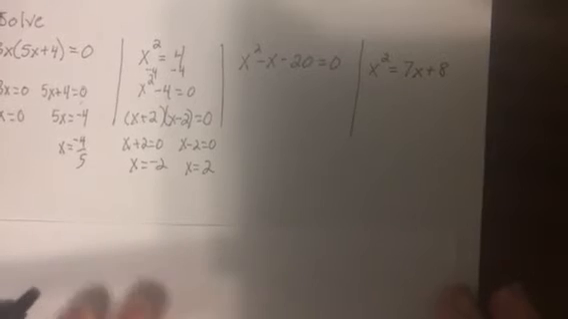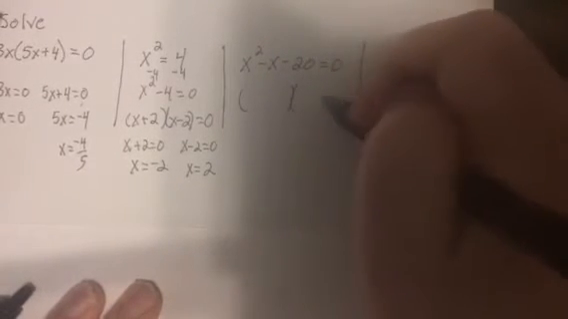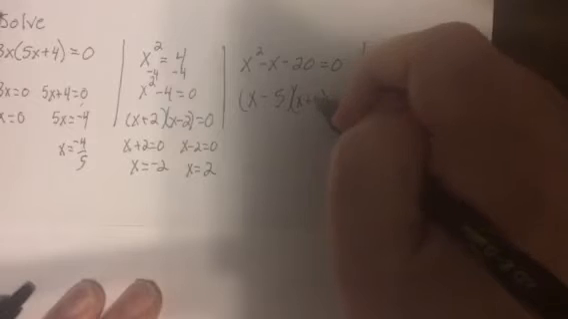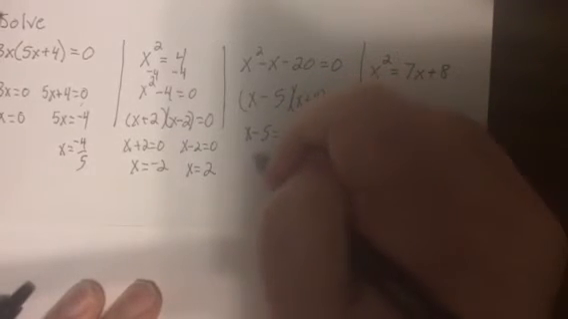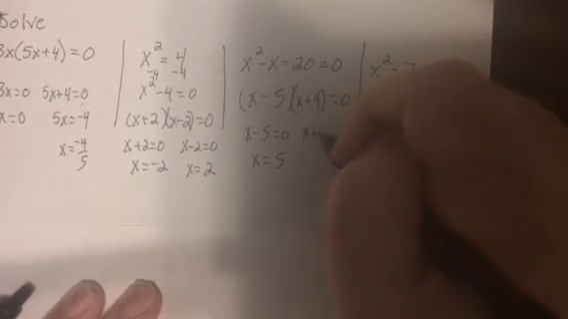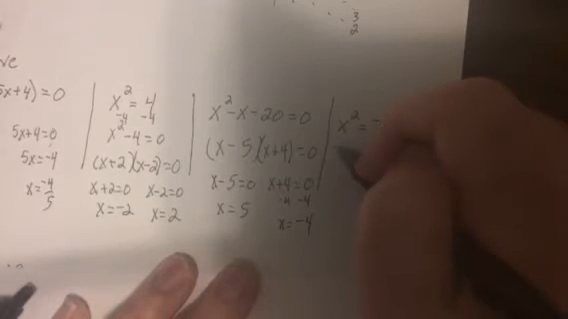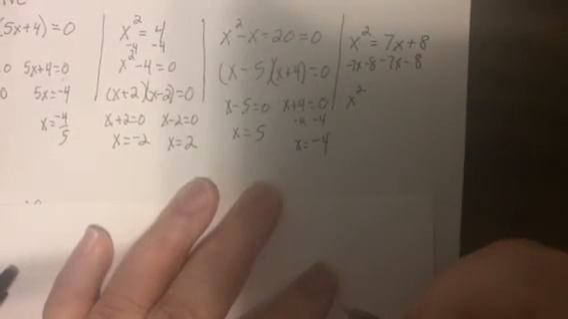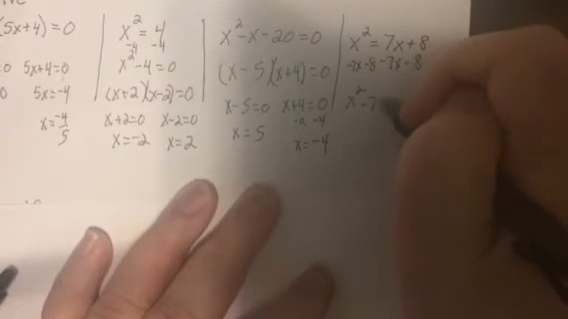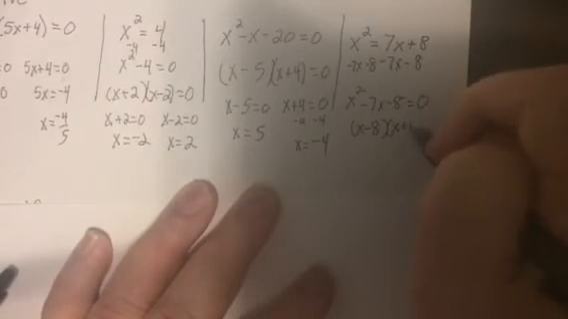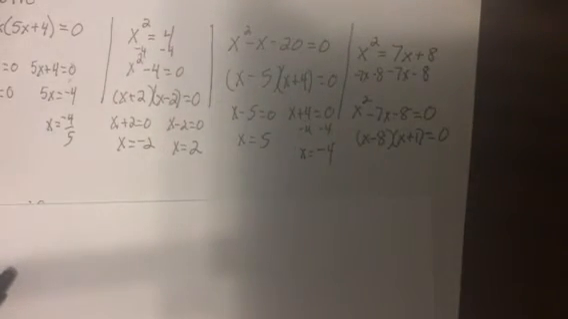Sorry about that. So here we factor this up. The factors of 20 that subtract to 1 would be minus 5 and plus 4. So x minus 5 equals 0. X equals 5. X plus 4 equals 0. Subtract 4. X equals negative 4. Here I'm going to subtract 7x to both sides. I'm going to subtract 8 to get everything to one side. So then factor be x minus 8, x plus 1. What are the factors of 8 that subtract to give you 7?